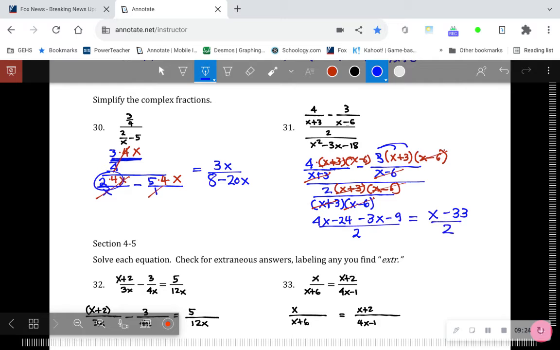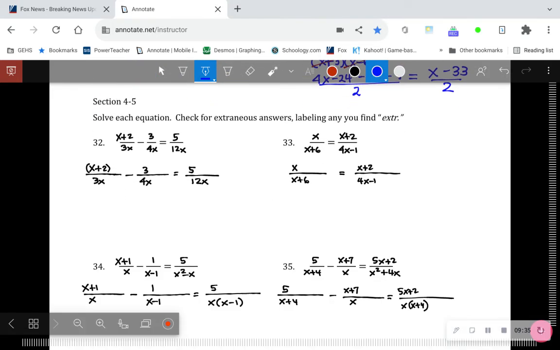And you could check this work. Just store something for x and type the original problem. That'd be a pain in the neck. And then type the final answer and see if they agree with each other.